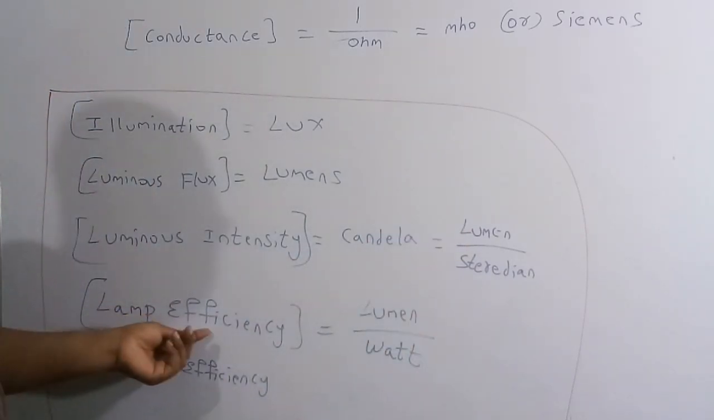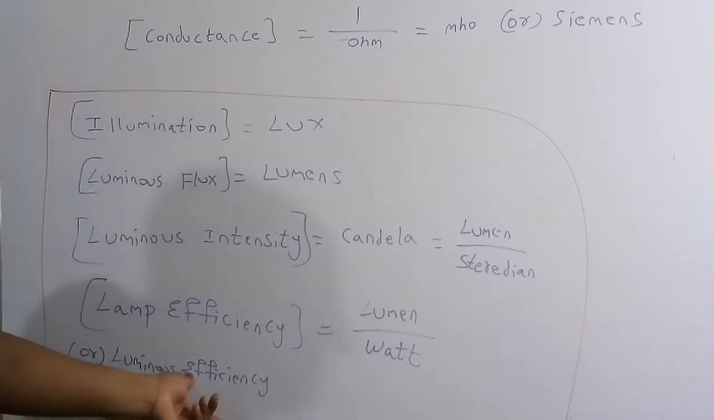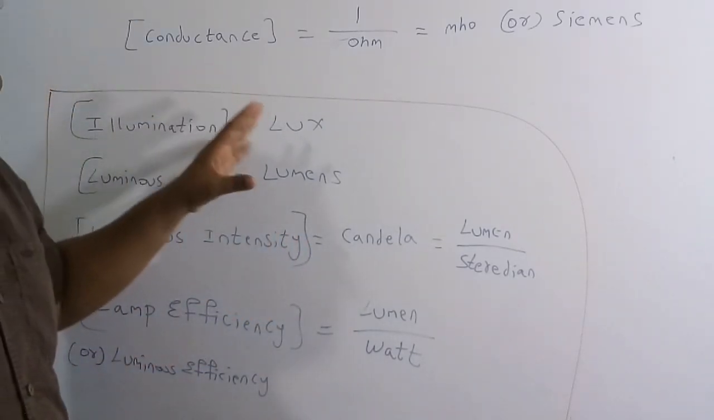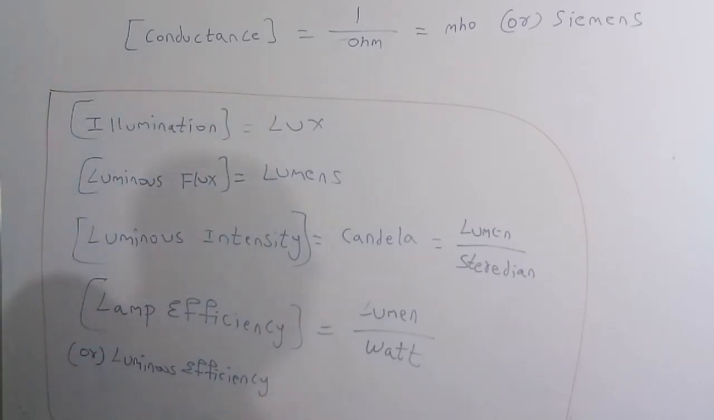And the lamp efficiency, or the luminous efficiency, the SI unit is lumen per watt. So these are some of the basic units which are asked in every AE examination, especially TS Genco like examinations. These units are of very high priority.